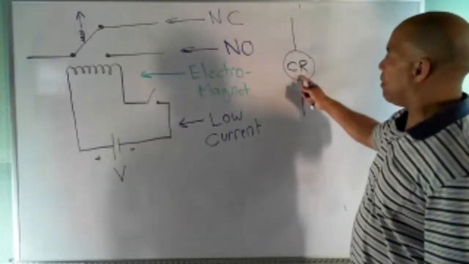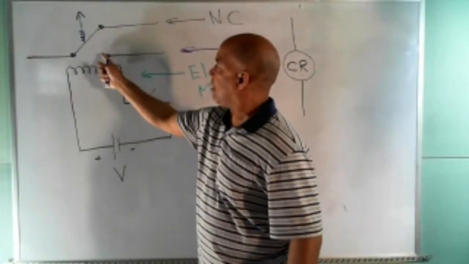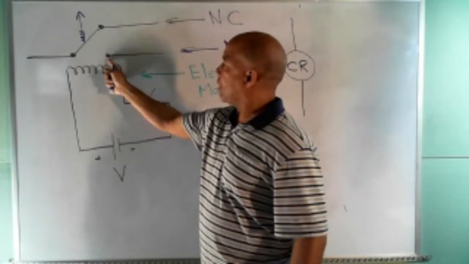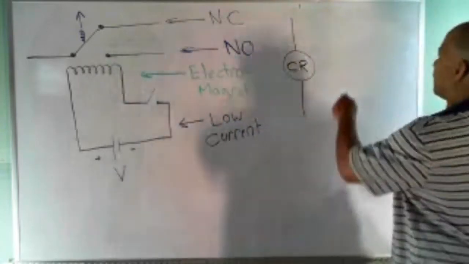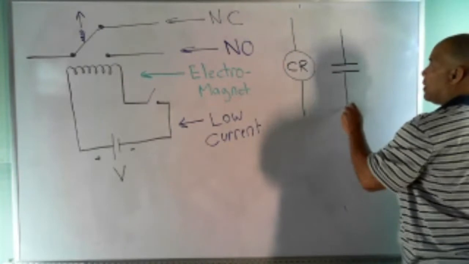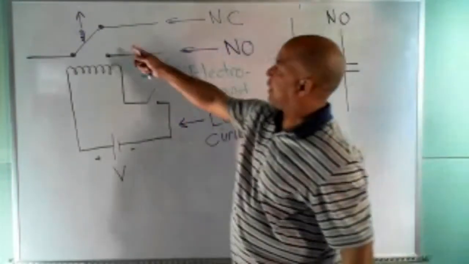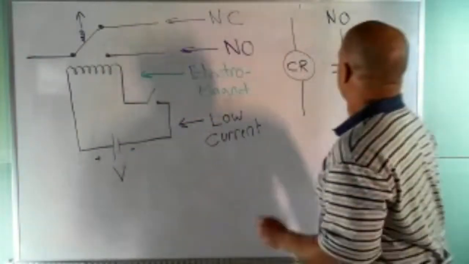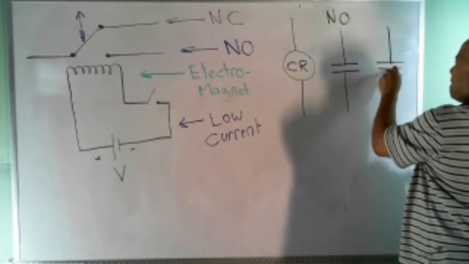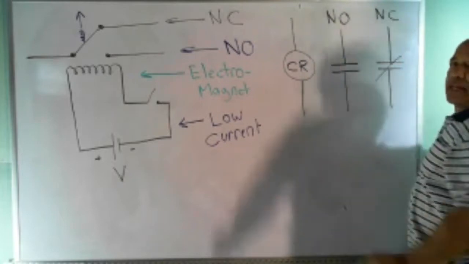So I have the coil, and if that coil is energized, it'll pull the armature down to the normally open contact, and this switch will be closed. So I want to represent that normally open contact like this. This represents a contact that's normally open. And the contact at the top, the normally closed contact, I'm going to represent like this. It's a line through it. This is a normally closed contact.